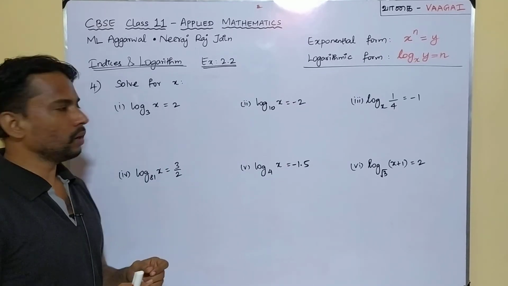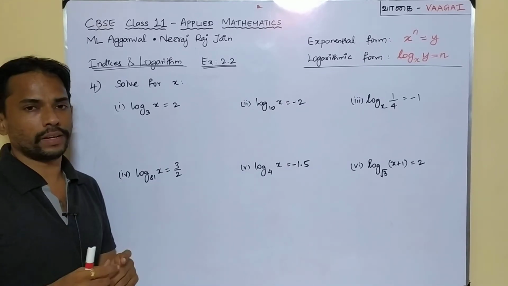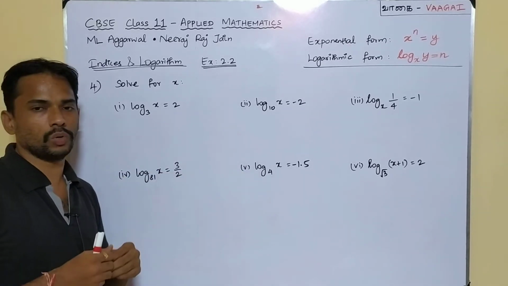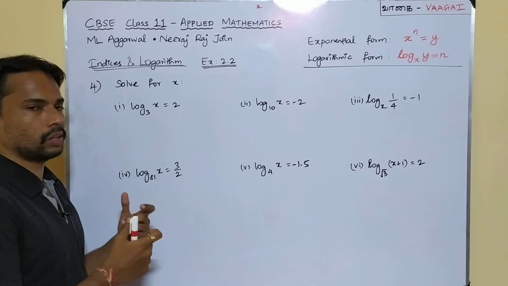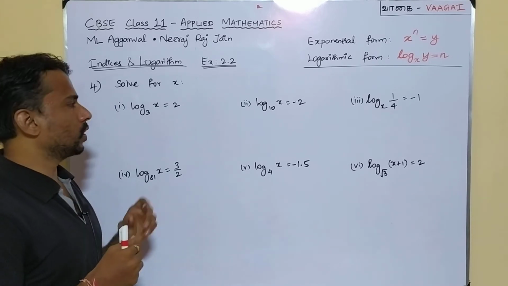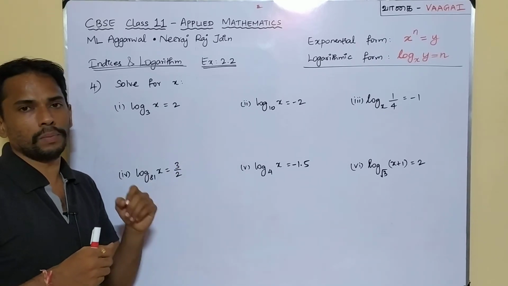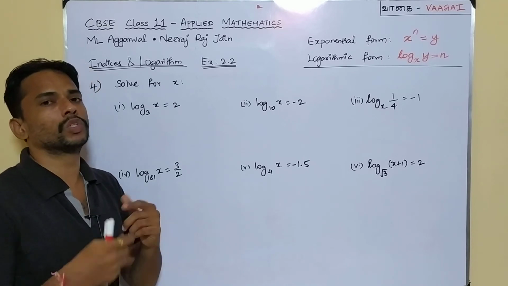Moving to question number 4. Here we have to solve for x. Now if you see each of these questions, they are all expressed in terms of logarithm. So in each of these you can find the variable x, and that x we have to solve and then get the answer.